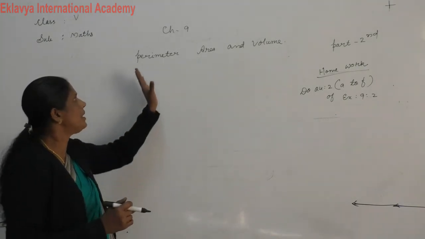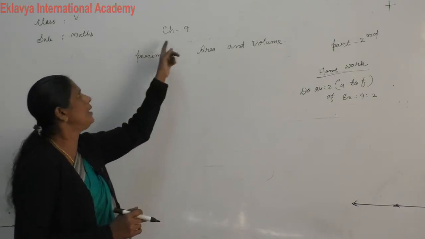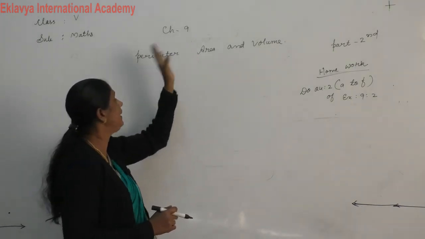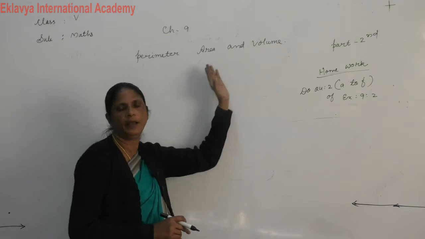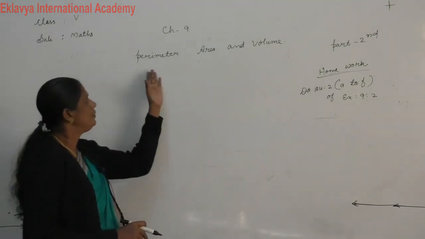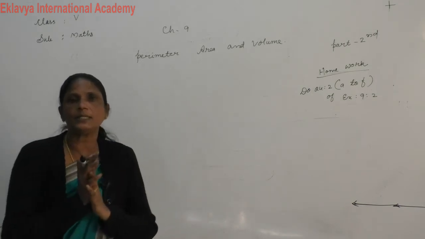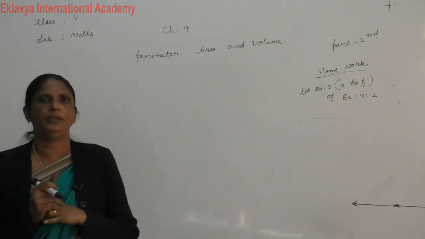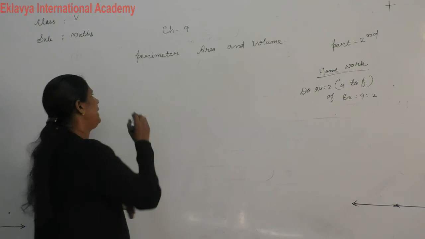In the previous class we also discussed perimeter. Now we discuss chapter 9, perimeter, area and volume. In the previous class we discussed the perimeter. Now we discuss area.